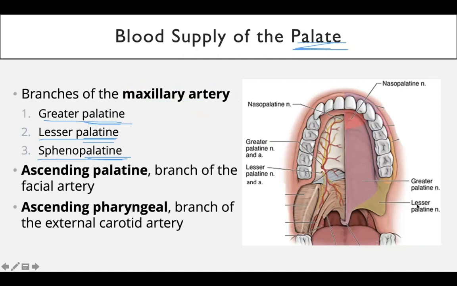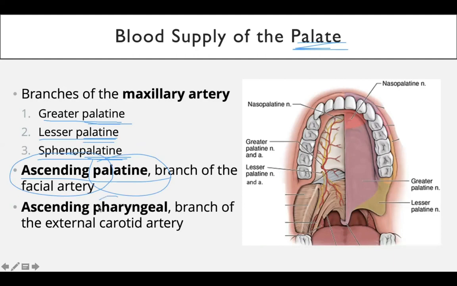So we also had a greater palatine nerve and lesser palatine nerve. Similarly we have the greater palatine artery, whose branches supply a large area, and the lesser palatine supplies a smaller area of the palate. Then there is also the sphenopalatine. Other than the maxillary artery, there is the ascending palatine, because the palate is on the upper side of the oral cavity, ascending upward. This is how we remember the ascending palatine.